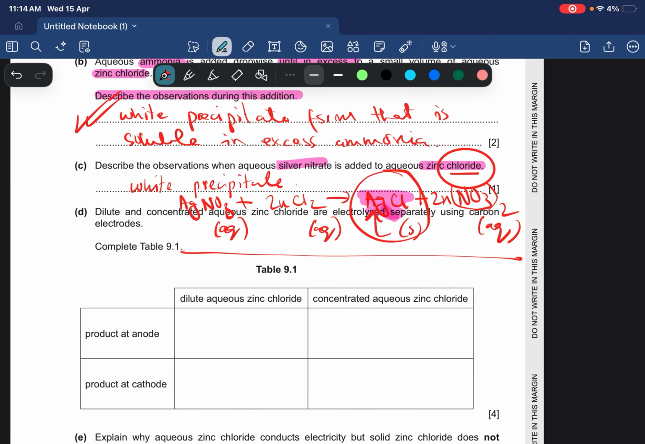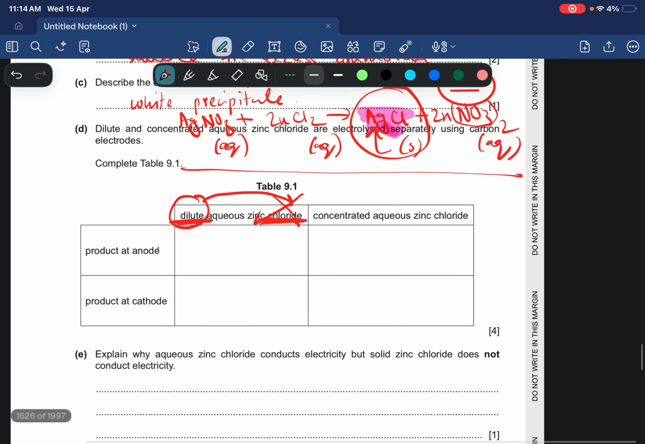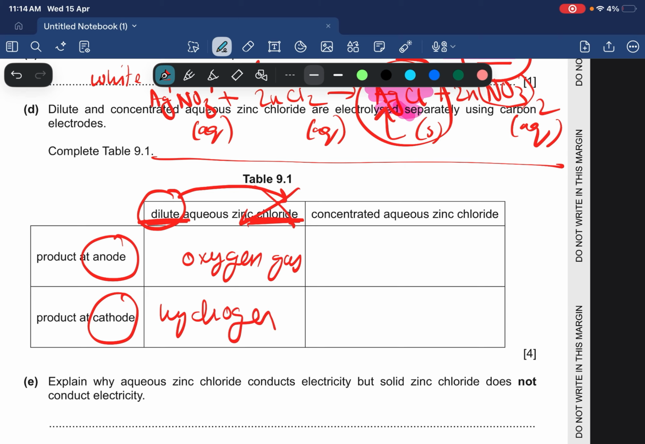Complete. Dilute and concentrated zinc chloride are electrolyzed separately using carbon electrodes. Complete table 9.1. So first we're gonna do the dilute one. We know when we have dilute, we don't form the chloride. On the anode, we're going to form oxygen gas, oxygen gas from the water. At the cathode, we're going to form hydrogen gas. Obviously, we cannot form zinc. Why? Because zinc is above hydrogen in the reactivity series. Hydrogen is below zinc. The lower you are in the reactivity series, the more chances you have of forming.